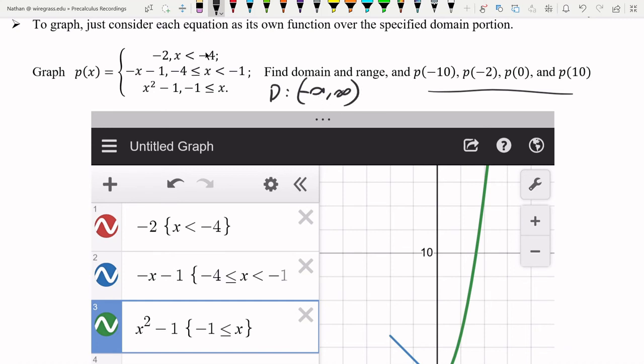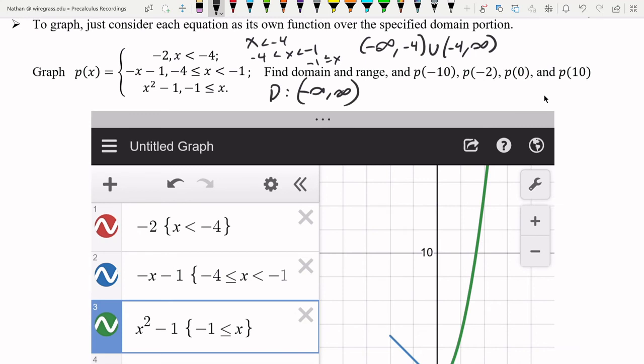So if, for instance, we had -2 for when x is less than -4, and this one said -4 less than x less than -1, and then of course we still had the last one, you would say it's from -infinity up to -4, and -4 to infinity. You just cut out the -4 from the entire real number line.